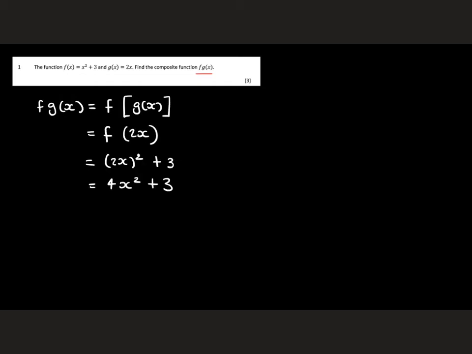So, question 1. The function f of x equals x squared plus 3 and g of x equals 2x. Find the composite function fg of x. So, we need to remember fg of x, of course, means g first, then f. So, it's f of g of x, which is f of 2x. Then I need to apply f, which tells me to square my input of 2x and then add 3, which gives me a final answer of 4x squared plus 3.